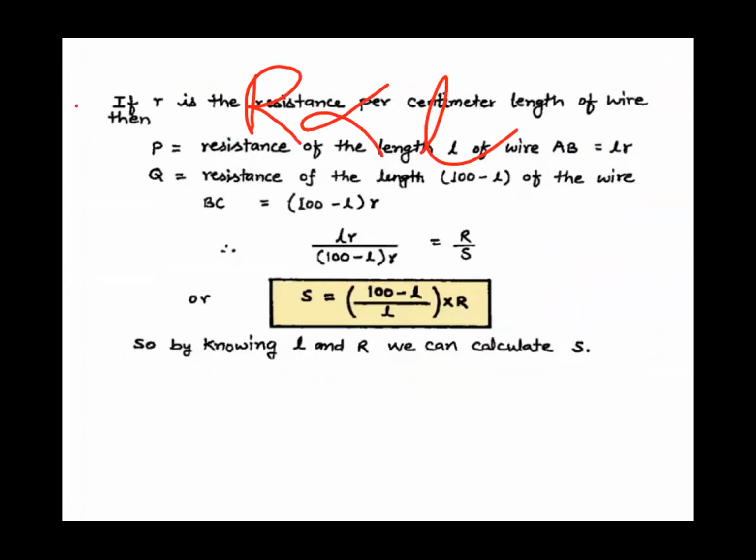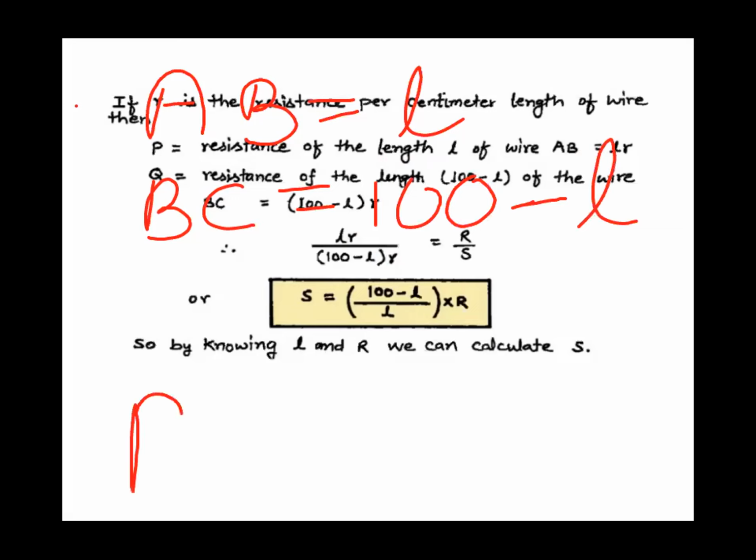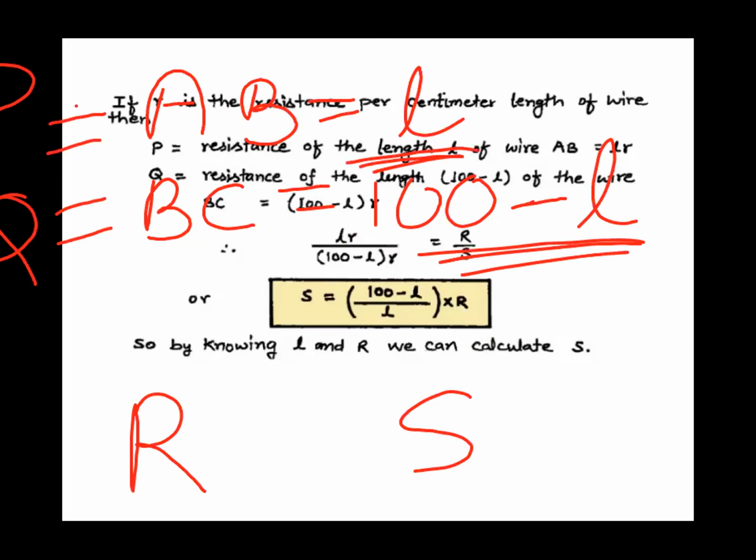So we got two lengths. One length was AB and AB is equal to L. The other length is BC, which is equal to 100 minus L. These two we are having. Above, which resistances did we have? R and S. So this we will name as P and this we will name as Q. So this is your P, this is your Q. R you know because you have only removed it from the resistance box. You can see it on the resistance box, and we will be able to find S, right?